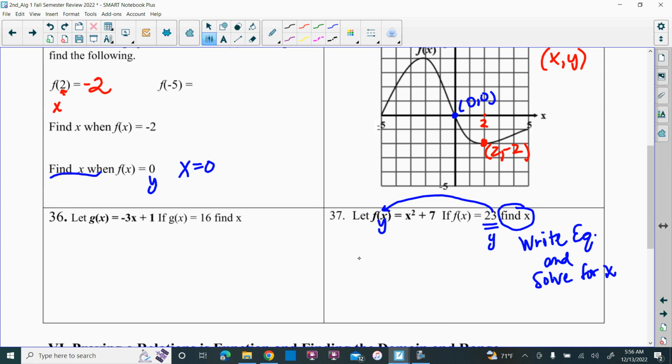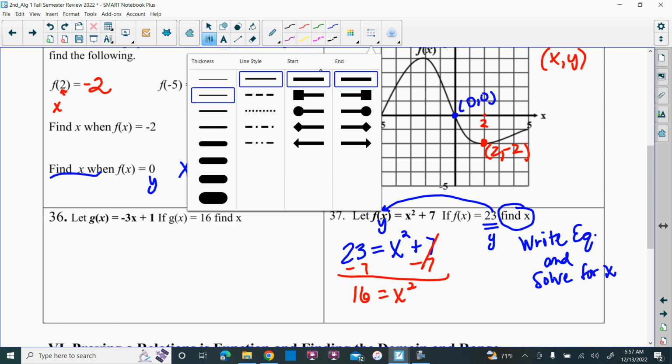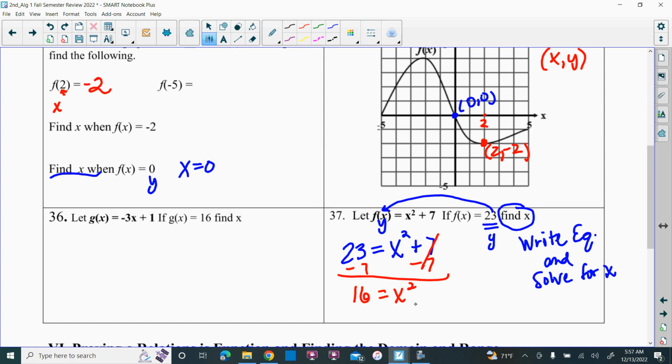So when I write this, this is going to be 23 equals x squared plus 7. To solve for x here, you need to subtract the 7 on both sides. This is going to give me 16 equals x squared. And then because we have an exponent, you have to think of what value of x that I can square, raise to the power 2, multiply to itself, gives me 16, because the inverse of squaring a number is taking the square root. And the square root of 16 is positive or negative 4. And that's our answer. Okay.